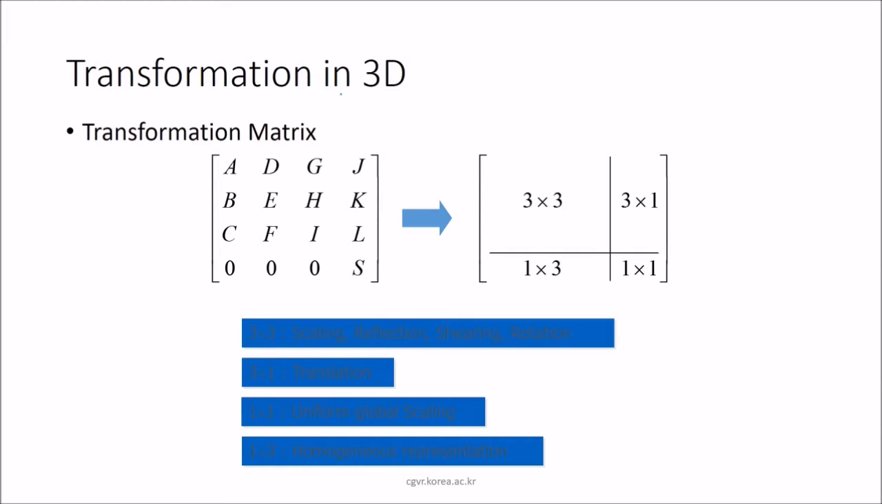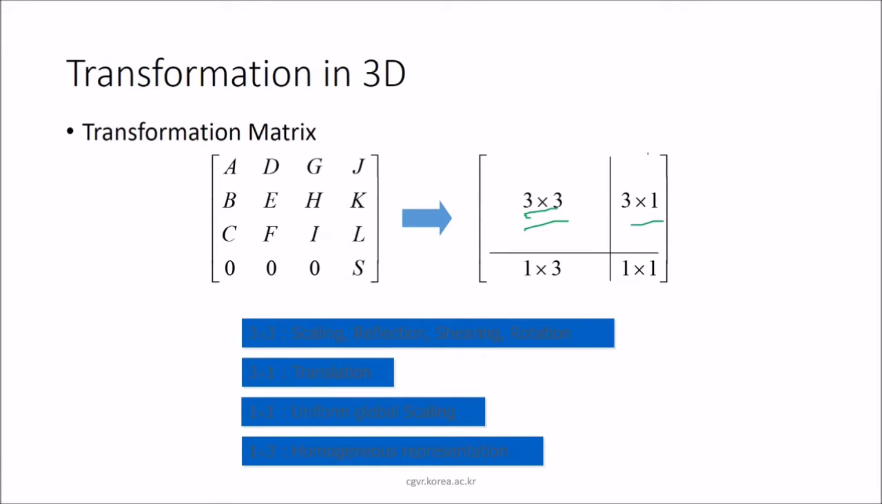So this is the transformation in 3D, okay? Transformation matrix. So this is 3 by 3. This is for scaling, reflection, shearing, rotation. These values, A, B, C, D, F, G, H, I, they vary. Depending upon the values which you put in here, scaling, reflection, shearing and rotation will take place.